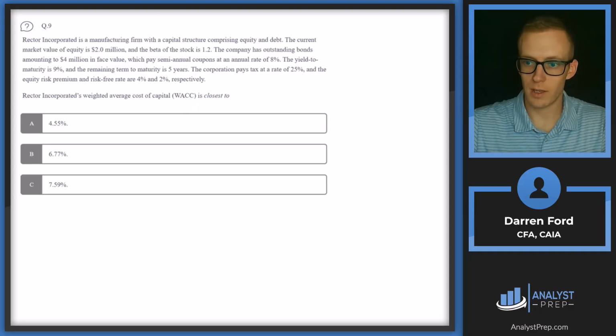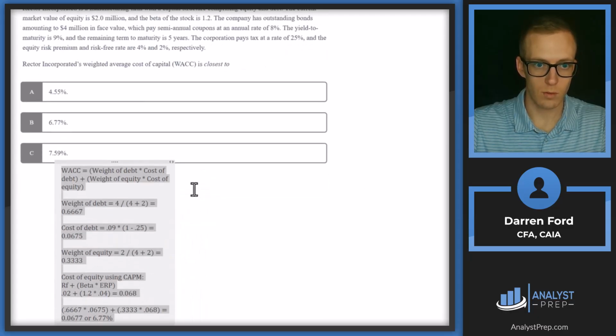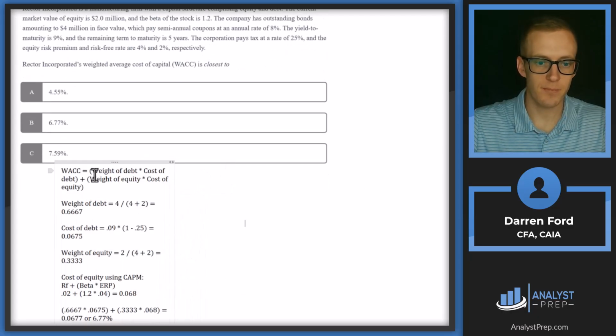So let's pull in everything that we're going to walk through here. We'll start pulling all the numbers in for this. So we're going to be looking at the weight of debt times the cost of debt plus weight of equity times cost of equity. We're not given any of these numbers, it looks like, so we're going to need to go ahead and calculate all of them. So let's start walking through that.